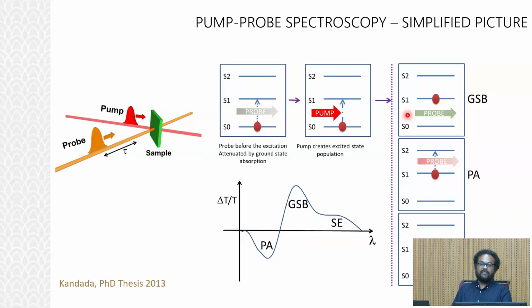That's one feature, and usually if I'm doing a measurement in transmission mode, it appears as a positive signal, a positive change in the transmission. Measuring the sample, there will be more probe available now because it's less absorbed, so it will appear as a positive signal.